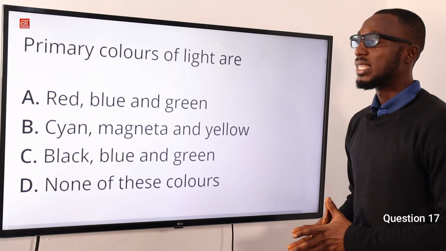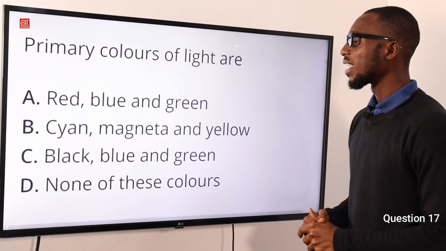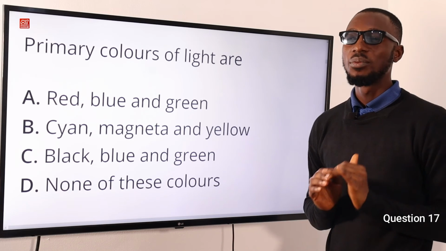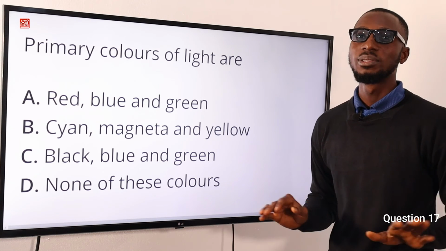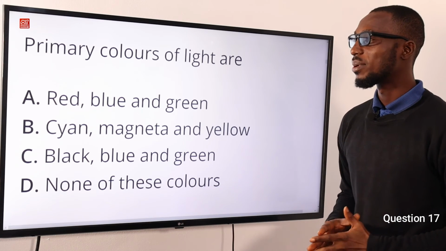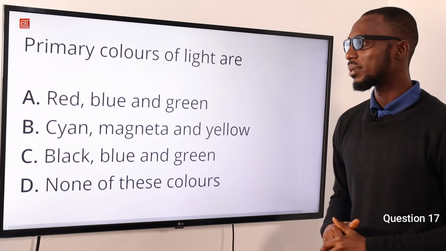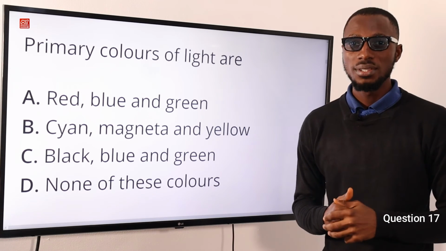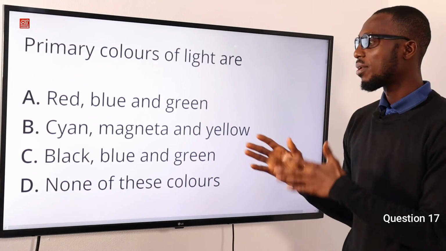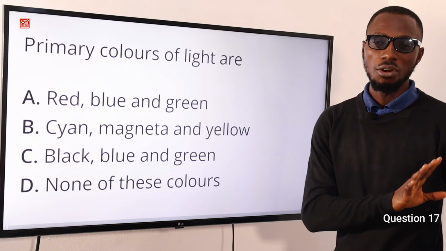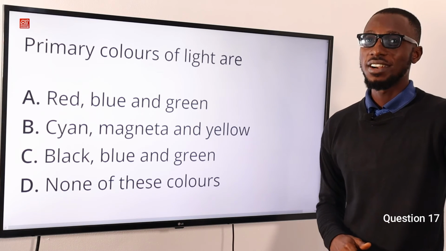Number 17. Primary colors of light are what? Remember, primary colors are those colors that you can't get when you mix any other colors together. Those colors are red, blue, and green. Those are the primary colors. When you mix the primary colors, probably red plus blue or red plus green or blue plus green, you are going to get secondary colors. Then we still have tertiary colors.